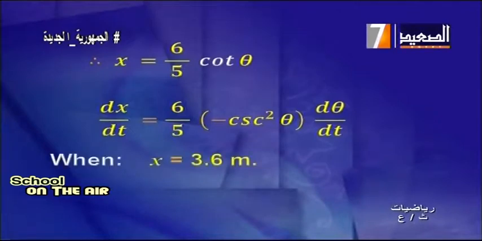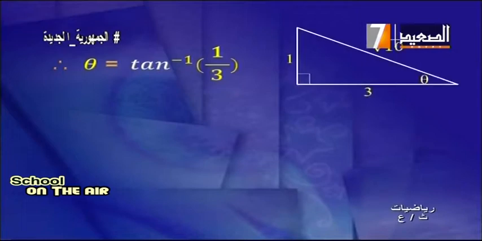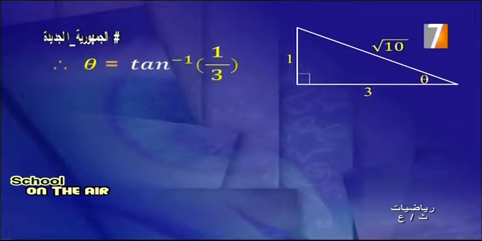When x equals 3.6 meter, then y equals 5.4, then x plus y equals 9 meter. Now, theta equals shift tan 1 over 3. We have a right angle triangle. The length of the adjacent side equals 3 and the opposite equals 1. Then the hypotenuse equals root 9 plus 1, which equals root 10.